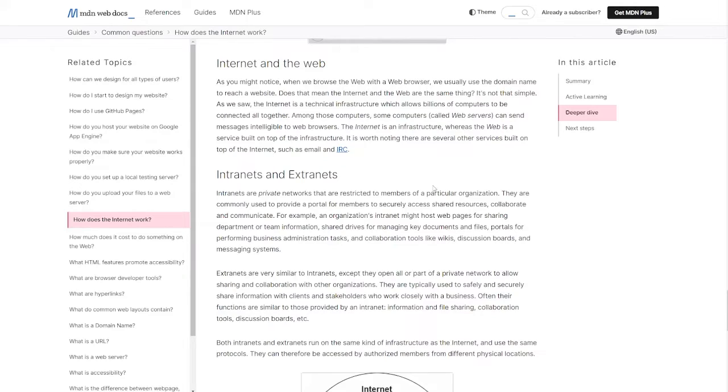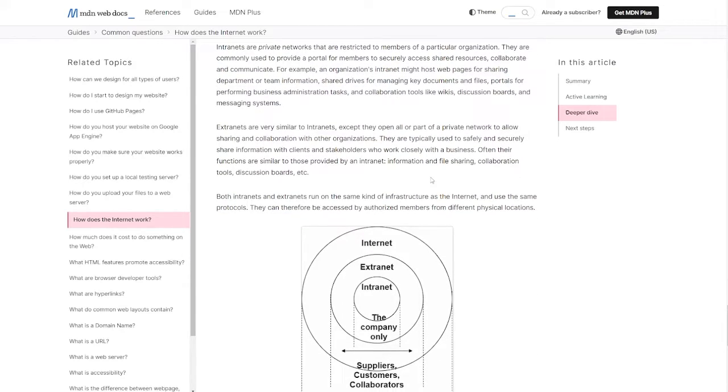It is worth noting there are several other services built on top of the internet, such as email and IRC, intranets and extranets. Intranets are private networks that are restricted to members of a particular organization. They are commonly used to provide a portal for members to securely access shared resources, collaborate, and communicate. For example, an organization's intranet might host web pages for sharing department or team information, shared drives for managing key documents and files, portals for performing business administration tasks, and collaboration tools like wikis, discussion boards, and messaging systems.